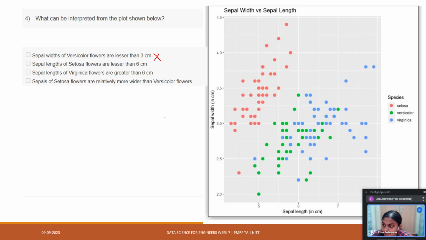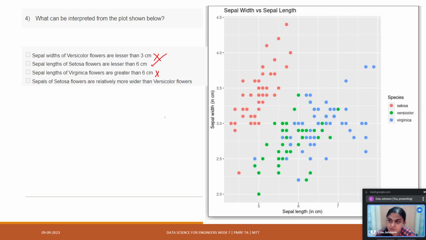Then, the sepal lengths of setosa flowers are less than 6 centimeters. Setosa is given by red. The 6 length mark is going like this. So you can say that this statement is true. Now, sepal length of virginica flowers are greater than 6. Virginica is here, sepal length. Some are falling below 6, so that is also false.